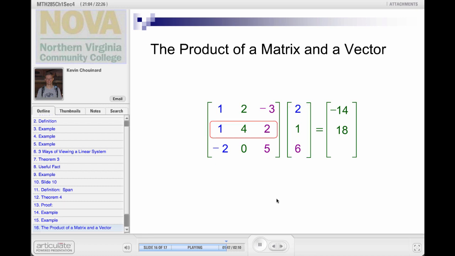And we have one more to add here, which is the third row times the column. And our corresponding entries when we do the products are going to be negative 4, 0, and 30. And adding those together will give us 26. And now we've done that matrix multiplication, where we multiply a matrix times a vector.